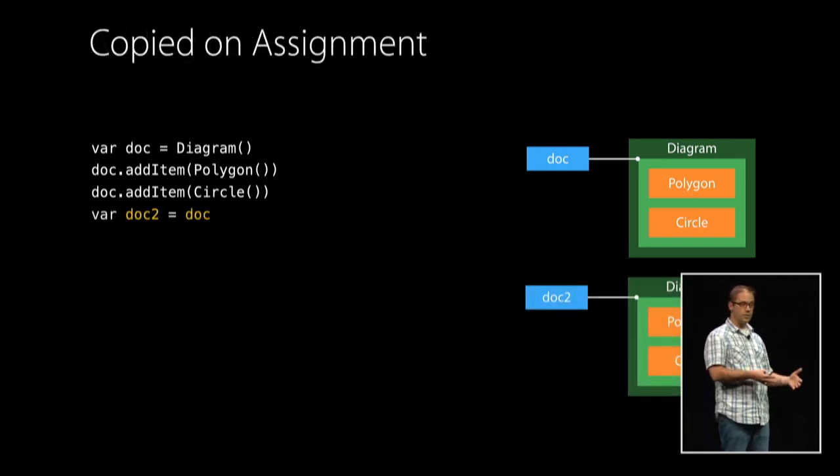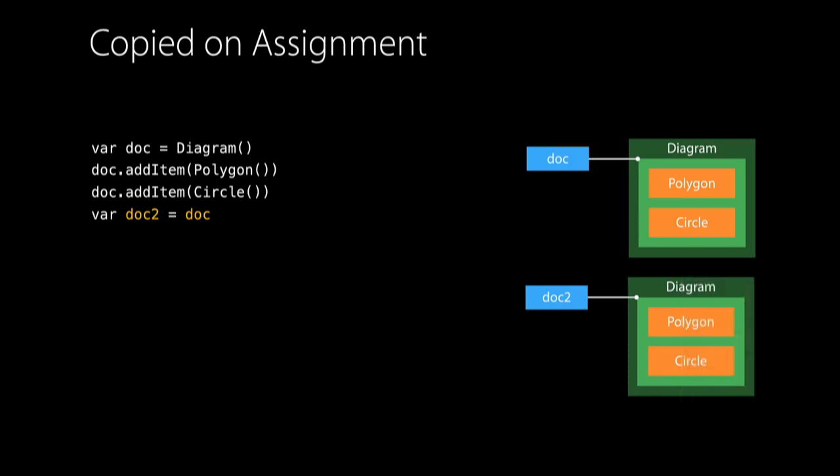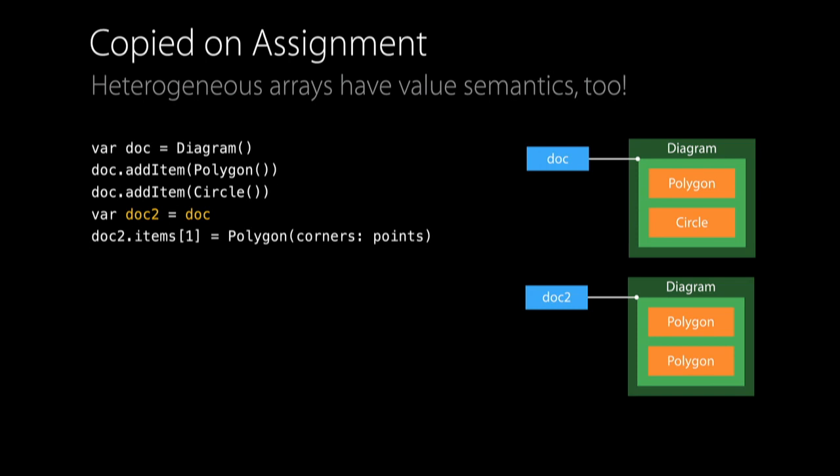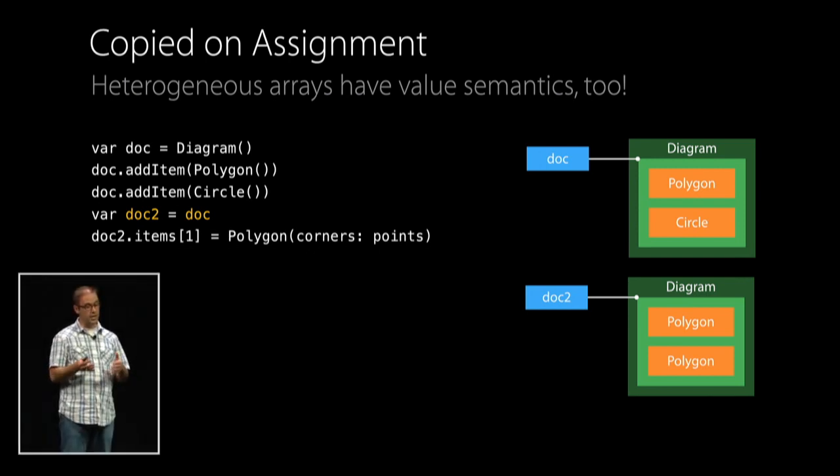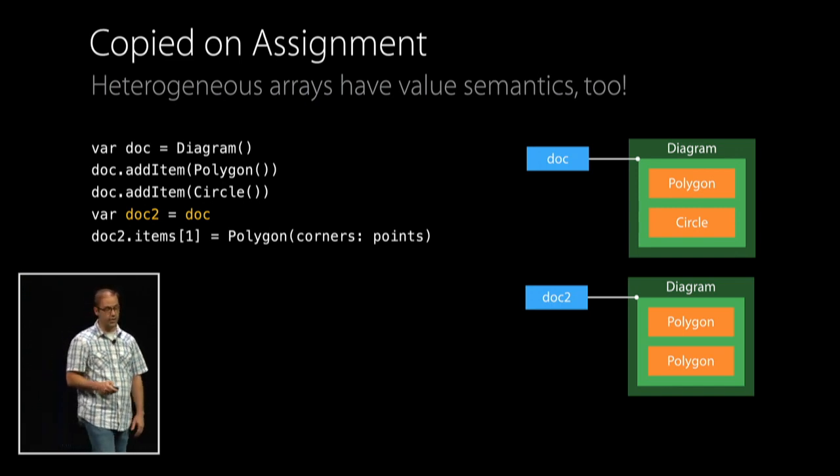When we create another document by saying doc2 equals doc, we get a logically distinct, brand new instance. It's logically separate from that first instance. I can go back and make changes to doc2 now, and when I do that, of course, it has no effect on doc. I change that circle to a polygon. The array has value semantics even though the collection is heterogeneous. So it has the polygon inside, and the circle is inside that array as a value.